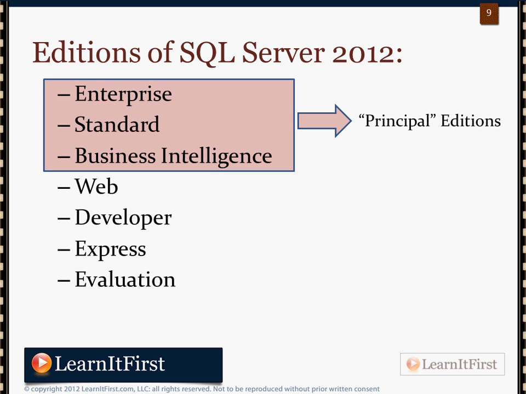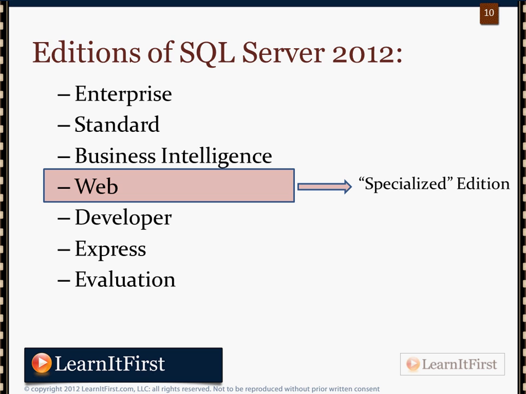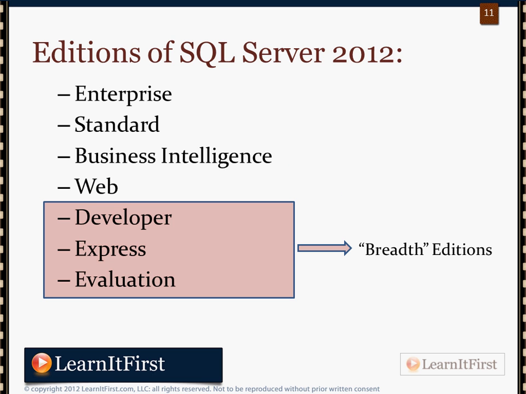The Enterprise, Standard, and Business Intelligence editions are the ones that you're most likely to encounter in a production environment. Microsoft calls these the principal editions. They're the ones that are going to cost you the most money. Now, the Web edition is a special edition. If you were a web host, this is the one that you would actually buy and license. The Developer, Express, and Evaluation editions Microsoft considers the breadth editions. They're trying to get this product into as many hands as they possibly can, so they make these available.